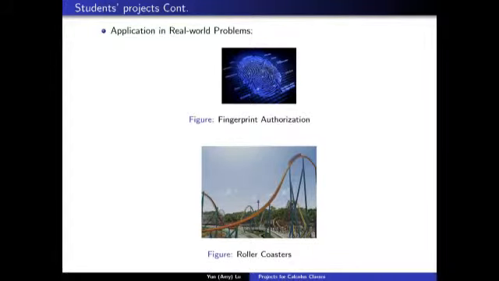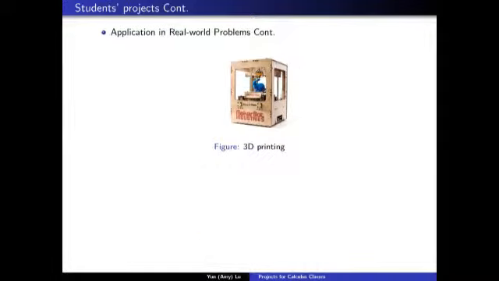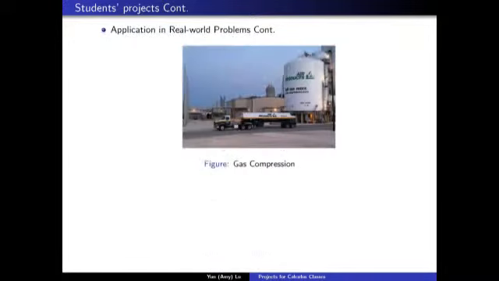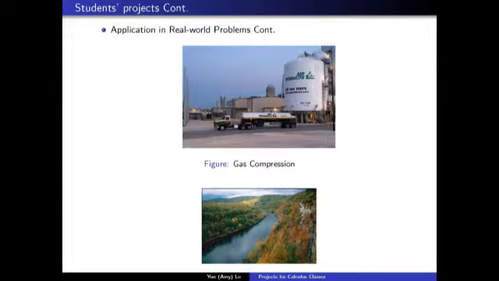And roller coasters and 3D printing, it's like multiple layers of this area, so it has different integral points in it. And it's a typo, it's head injury criteria. I have two groups from two classes who were talking about that, so it must be really fun for them to talk about this. And there's also gas compression, and there's a picture from Air Products, which is a local company. And they're talking about the river discharge of the Delaware River, so it has a similar idea to the dam problem.